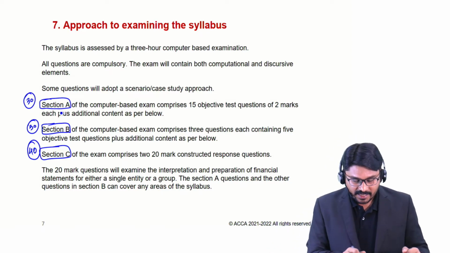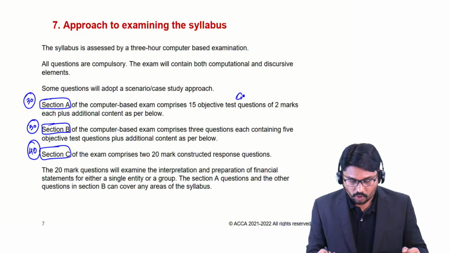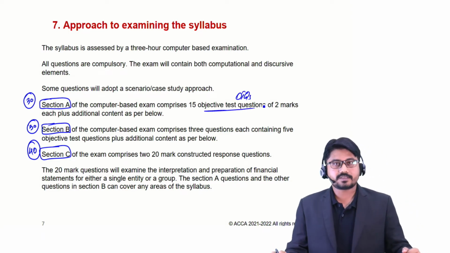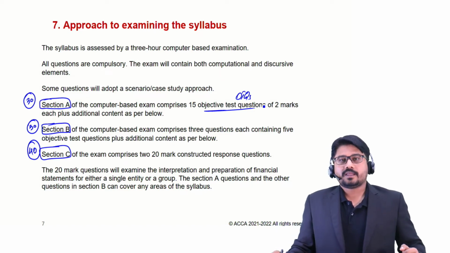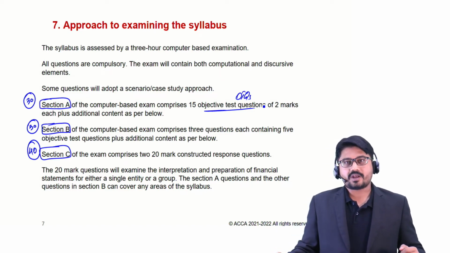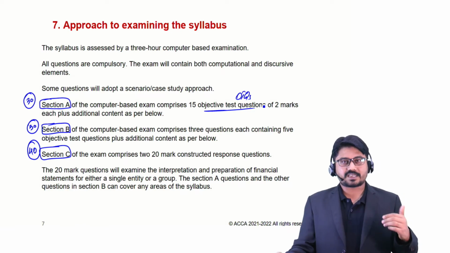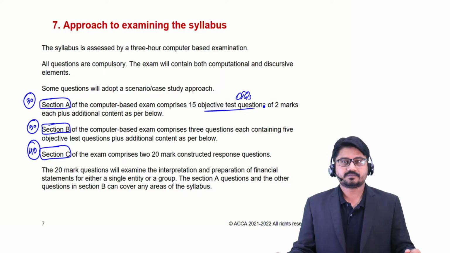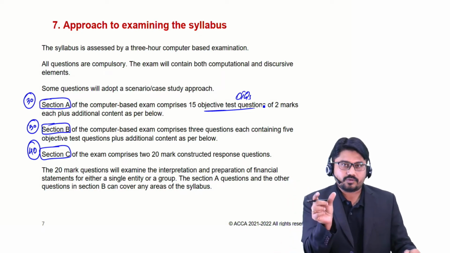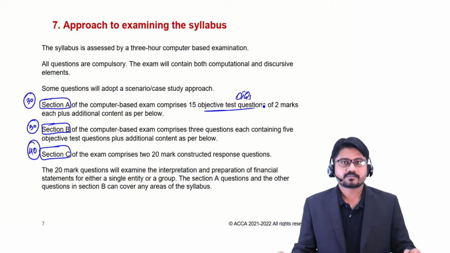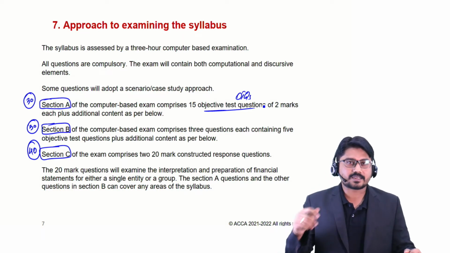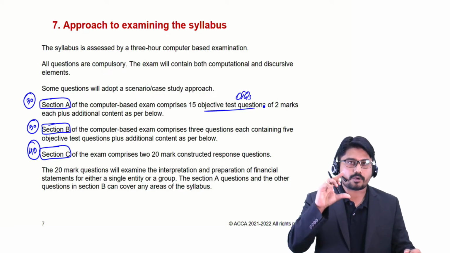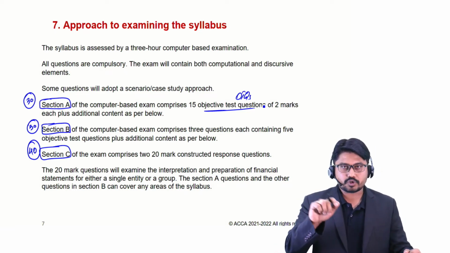By the way, in Section A, you will find objective test questions. It's not MCQ, it's OTQ. There is a difference between MCQ and objective test question, because in Section A you will see that there are multiple types of questions. There is a scenario and then you are given a box to fill. There could be two possible answers to a question. Let's say after this scenario in Section A, there are four options available and you have to choose the best one.